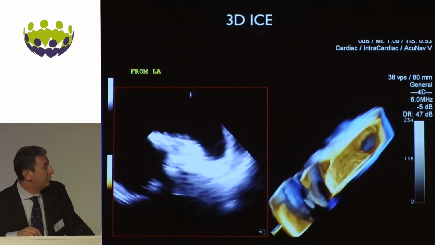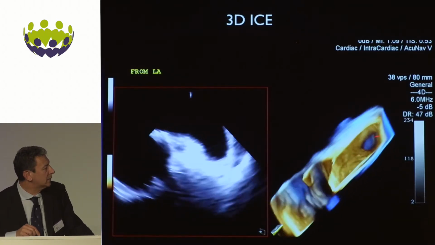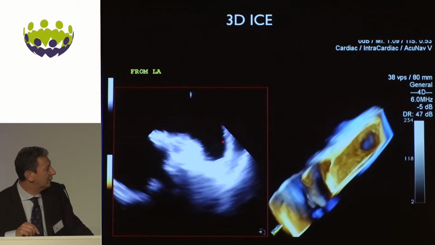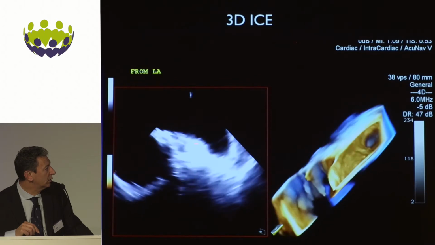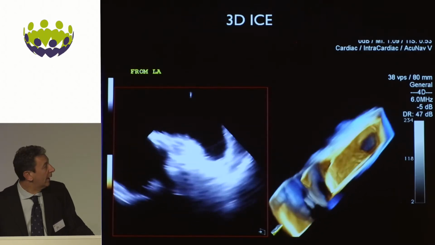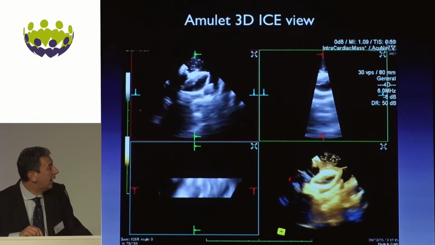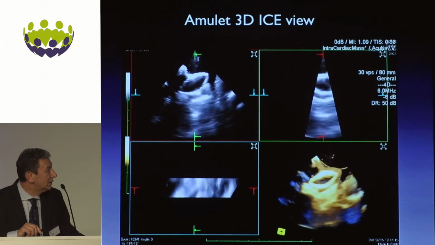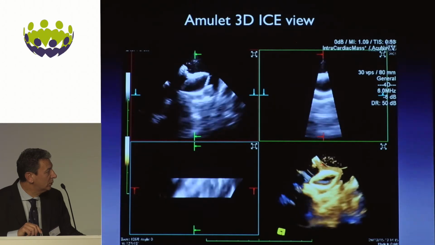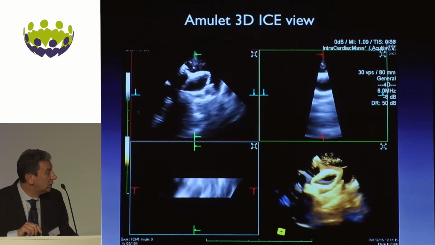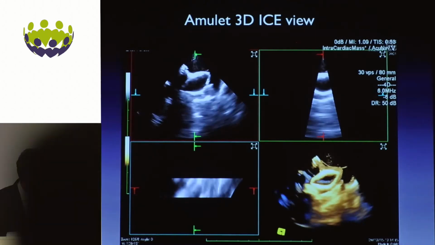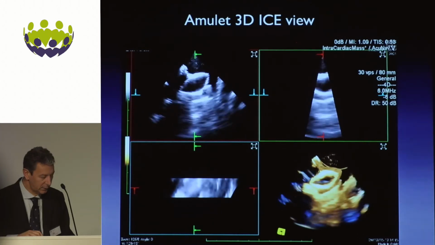This is the view using a 3D ICE from the left atrium. You see the ostium, you see the mitral valve, and this is the corresponding view. And this is an Amulet during the placement, during the stability test. You see the lobe during the traction, you see the disc during the traction, and the lobe well placed inside the left atrial appendage.